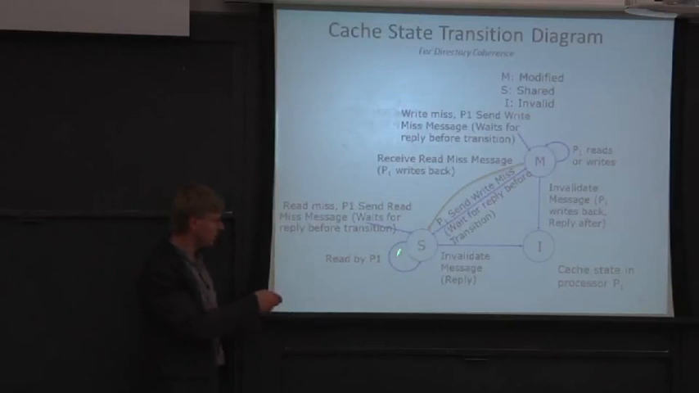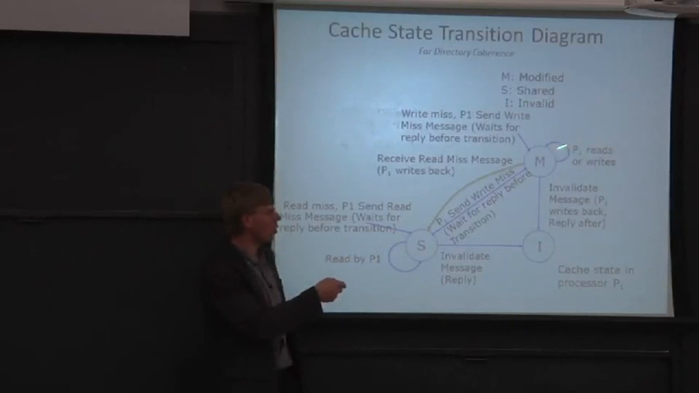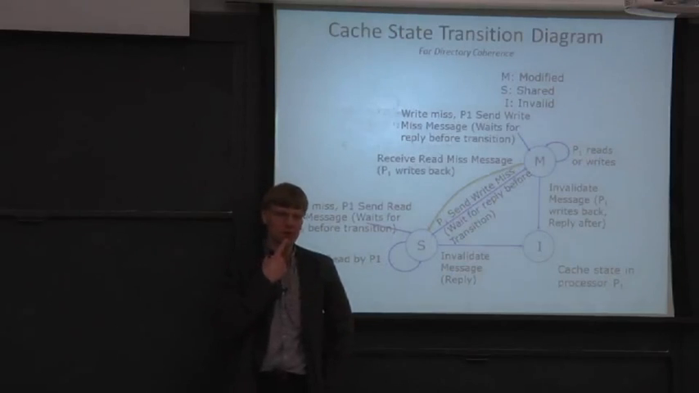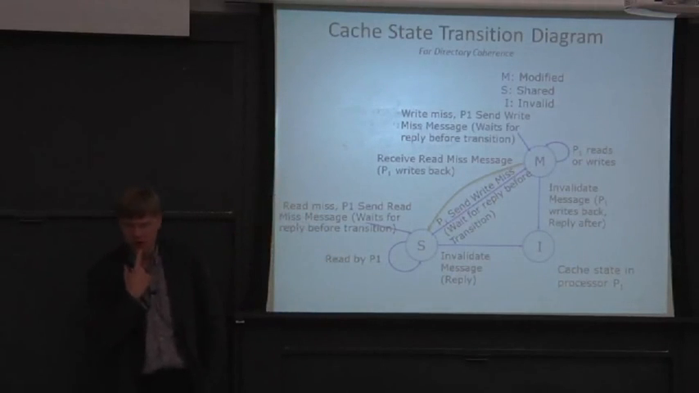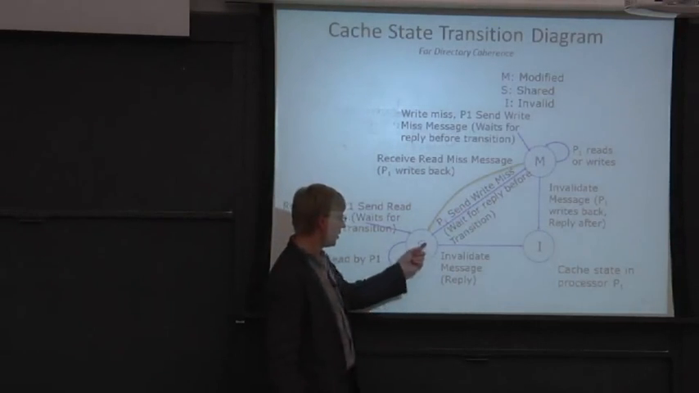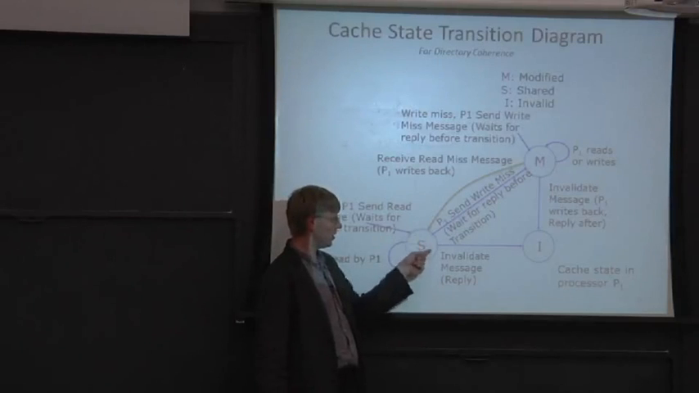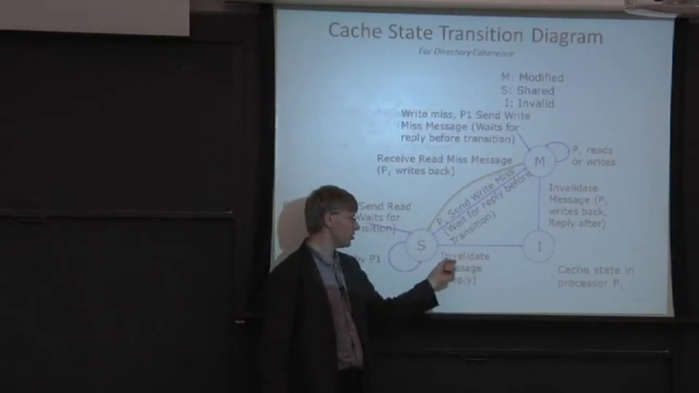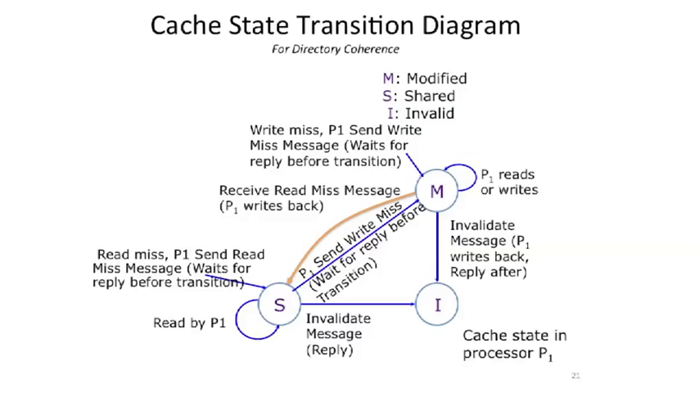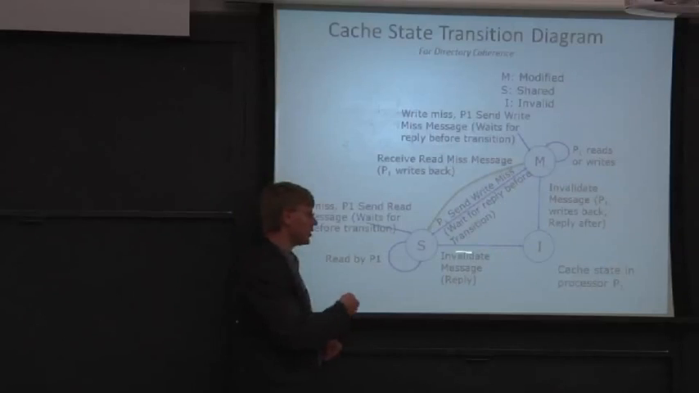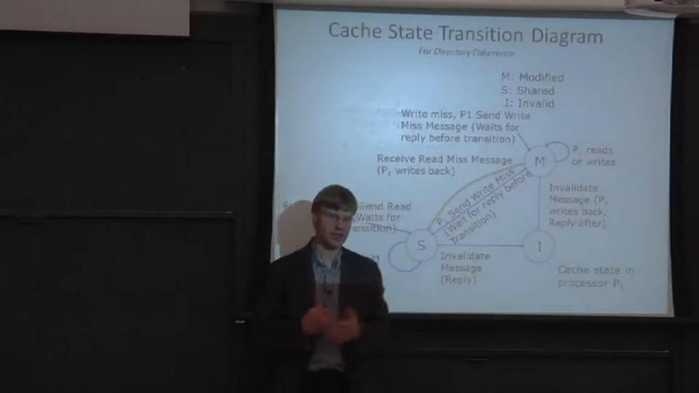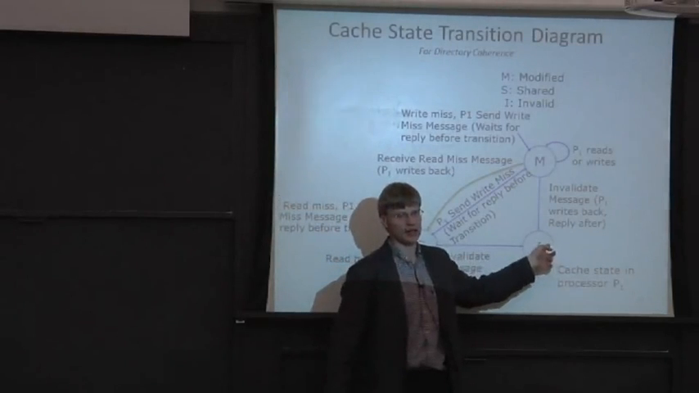So as we said, these arcs are pretty easy. We can read by P1 and nothing changes. Or we can read or write if we're in the M state by P1, and we don't have to communicate with anybody. But now we have a few different messages coming in here. If we're in the shared state, we have to be responsive to an invalidation message, which is a little bit different than a bus snoop. Before, we saw another processor trying to write. That's what transitioned us to I. But now, the directory controller sends us a message which says, invalidate this line. And that will transition us to I here.